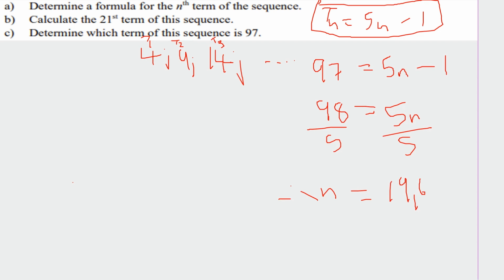So now the value of n is 19.6, but we know the position of the term cannot be represented with a number that has a decimal. So you need to round it off. Next to the decimal point we have 6, so therefore the position of the term will be term number 20.